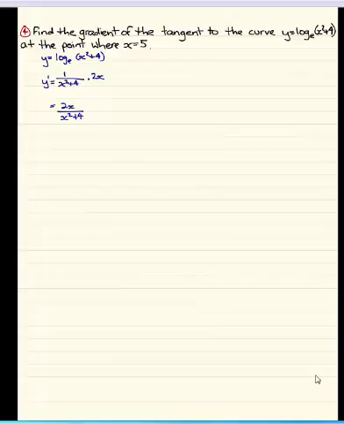Anyway, so we know that the derivative of log base e of x squared plus 4 is 2x over x squared plus 4. But they want to know at the point x equals 5, what is the gradient? So at x equals 5, my gradient is equal to 2 times 5 all over 5 squared plus 4. So that is equal to 10 over 29. So at the point x equals 5, the gradient of the tangent is 10 over 29.